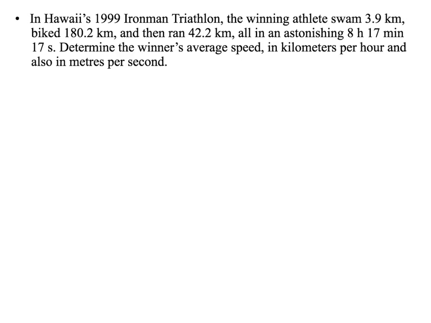So let's start with some one-dimensional motion problems. So first question. In Hawaii's 1999 Ironman triathlon, the winning athlete swam 3.9 kilometers, biked 180.2, and then ran 42.2, all in 8 hours, 17 minutes, and 17 seconds. Determine the winner's average speed in kilometers per hour and also in meters per second.